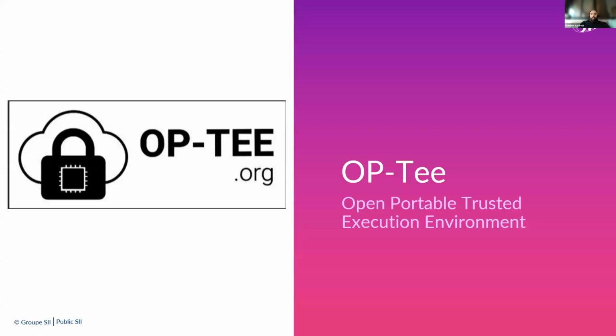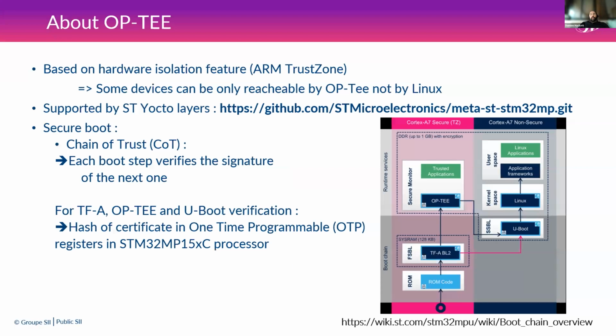So let's talk about OP-TEE. Many of you may know what OP-TEE is. It's the Open Portable Trusted Execution Environment. It's like a UEFI for ARM: hardware isolation between secure world and non-secure world. Linux and U-Boot will run in the non-secure world, and we will have OP-TEE running in the secure world. So we can specify which peripherals run in the secure world.